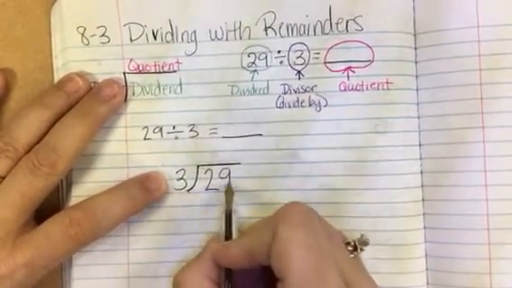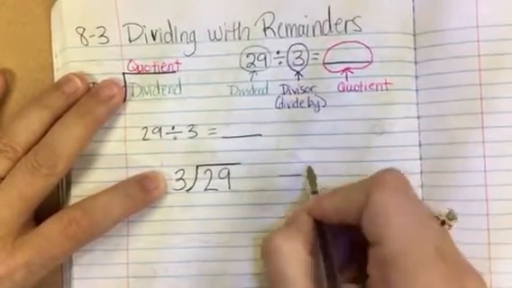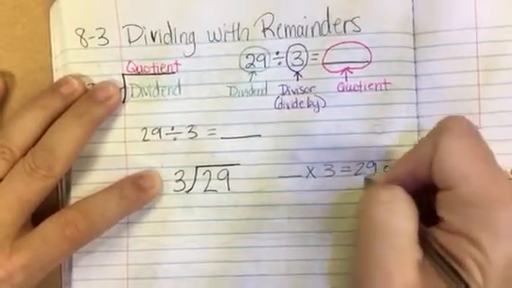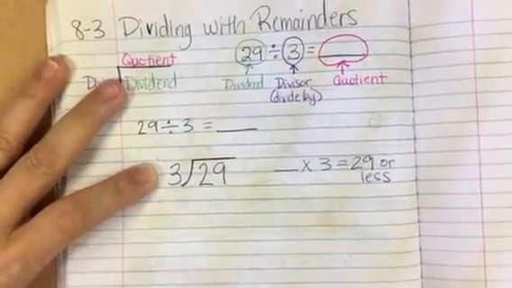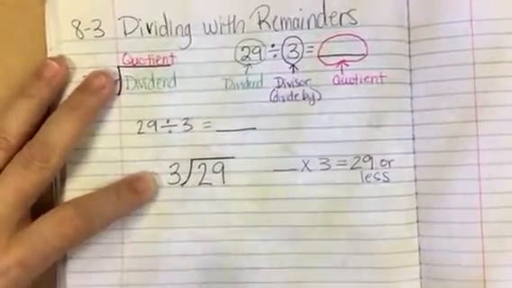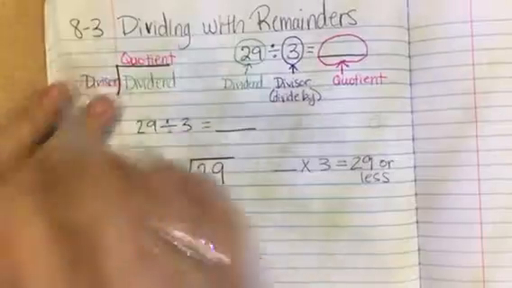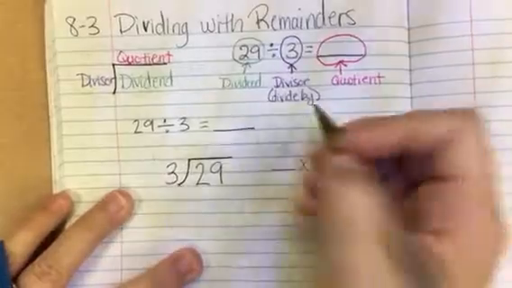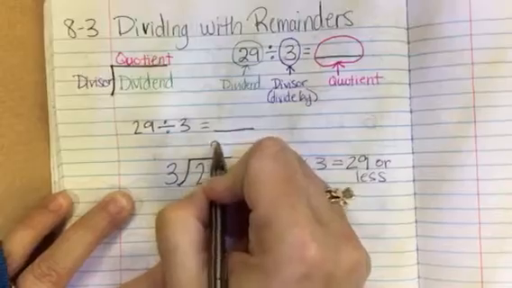Okay, so 29 divided by 3. How I think about this is, what times 3 equals 29 or less? This is where yesterday comes in, when I told you that you did not want to estimate going over when you were finding your basic facts. Well, now when you're doing it like this, you cannot go over. So it has to be either equal to 29 or less than 29. So in this situation, I know that the number is going to be 9, okay? So my 9 is going to go right above this 9.